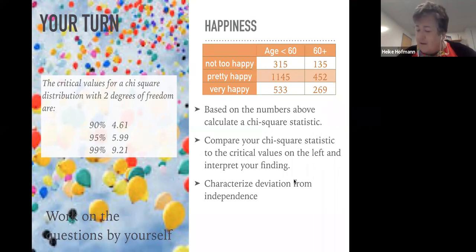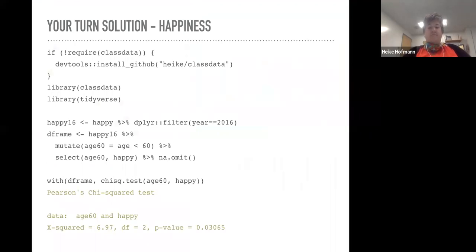Okay, so we reject the independence between age and happiness level, and all look forward to being a lot happier when we're age 60 and above, right?